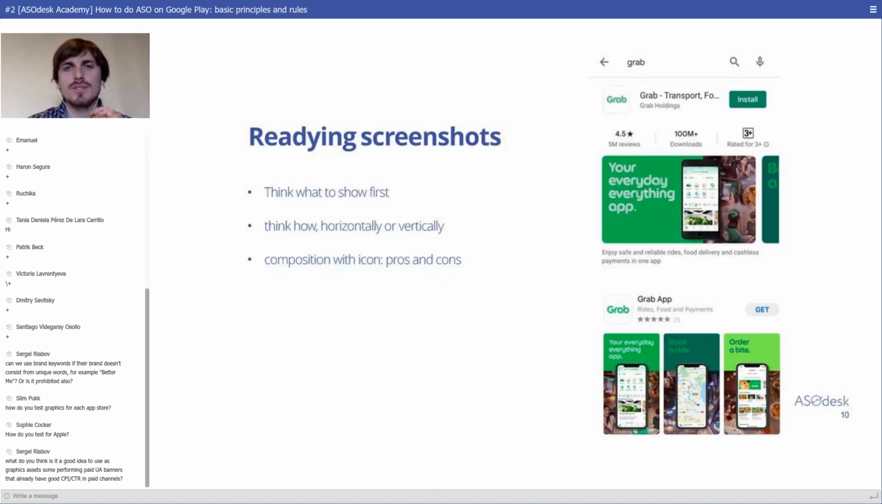The last point is composition with icon. As I have said already, users on Google Play see the icon alone much more frequently. So sometimes you might have problems fitting your icon perfectly in a composition with your screenshots. So sometimes on Google Play you might sacrifice this composition for the icon. Simply speaking, you should care about the icon more than about screenshots, because people will see your icon much more frequently on Google Play than on App Store.